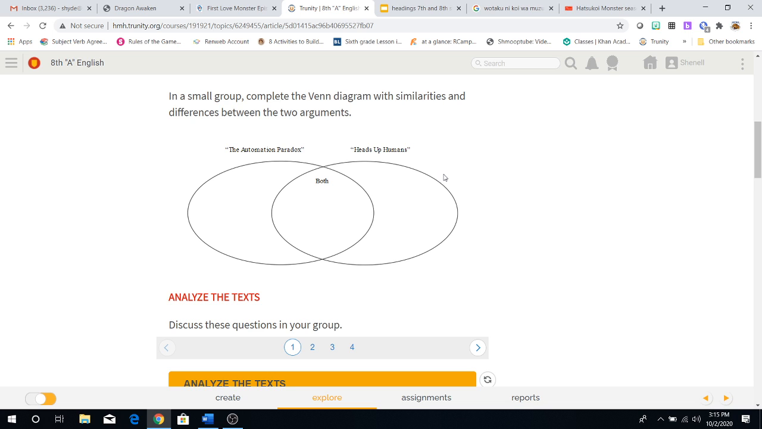So as you can see, here is our Venn diagram. We will be looking for differences for The Automation Paradox and Heads Up Humans, and we're also going to be looking for similarities between them.